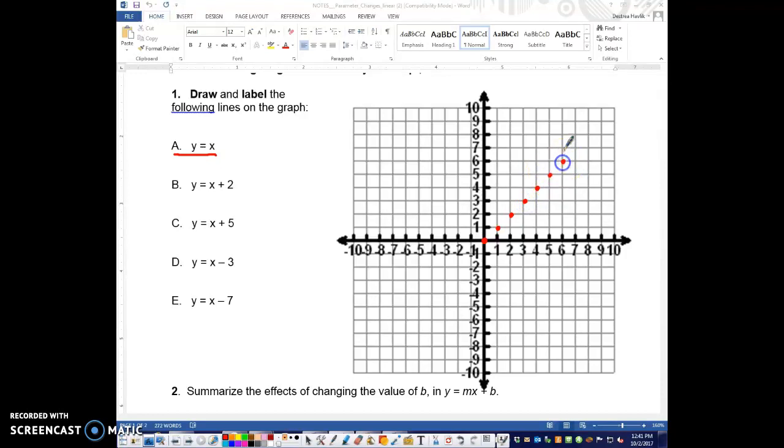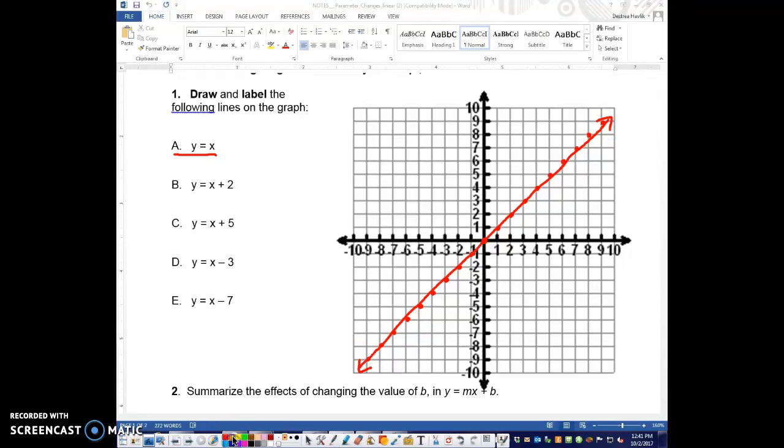Up 1 over 1, again and again, and then we do the backwards. Now connect your dots. And then be sure to draw an arrow at the end because this line never ends. Alright, so that's our first one.